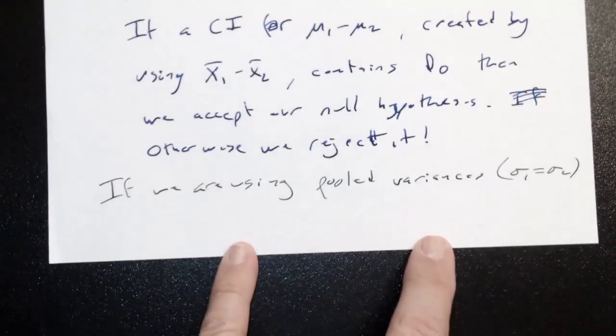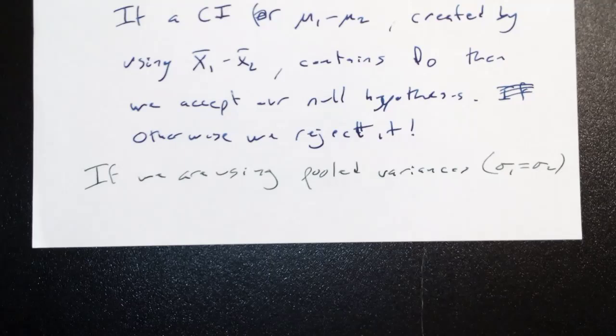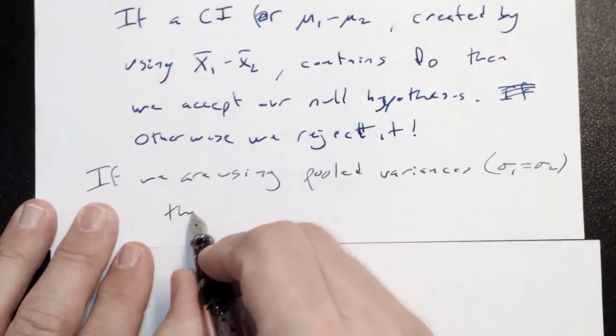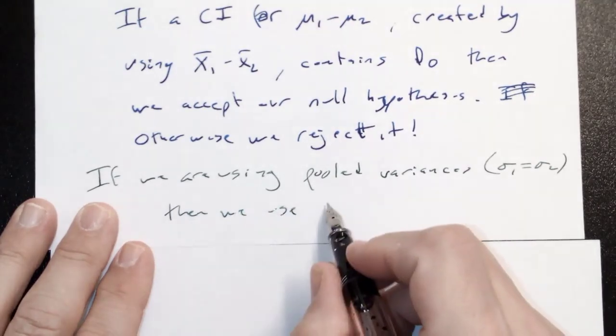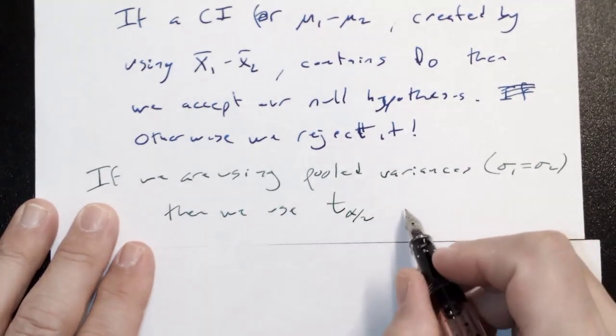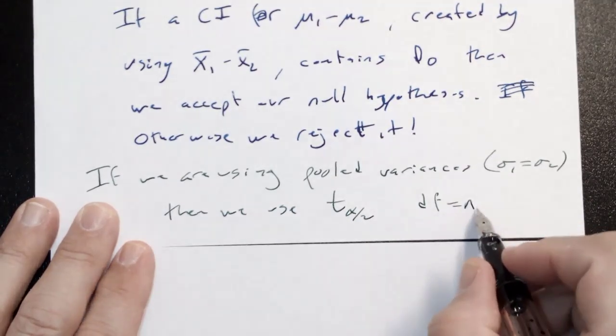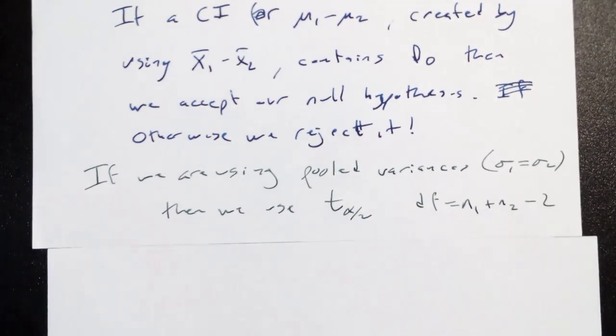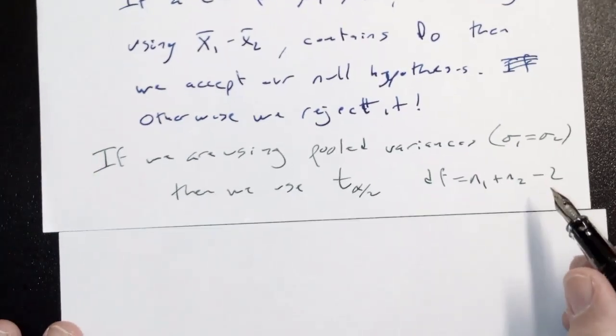If I'm using a pooled variance, I'm assuming that the variances are equal, sigma 1 equals sigma 2. Then I'm going to use the T alpha over 2. So for a two-tailed test, remember, a confidence interval is always two-sided. Always. And since I'm using the pooled variance, I'm going to use this number for my degrees of freedom.